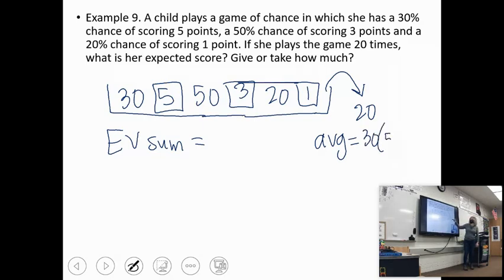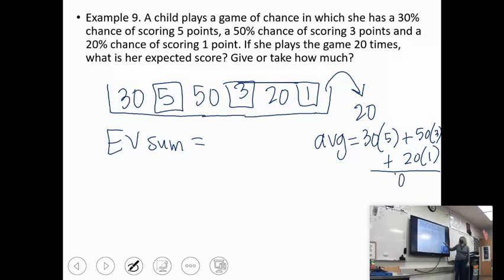30 times 5 plus 50 times 3, plus 20 times 1. And we divide all of that by how many tickets? 100. Find that to the nearest tenth, just round it to the tenth place is fine. Divide it by 100. Why did I divide it by 100? There's 100 tickets in the box, because since they're percentages, I just made it 100 tickets for the percent.